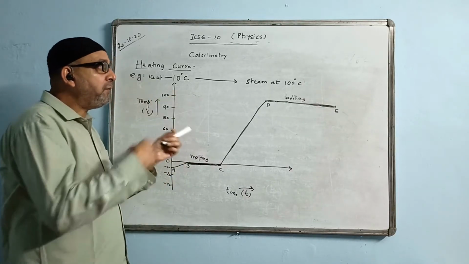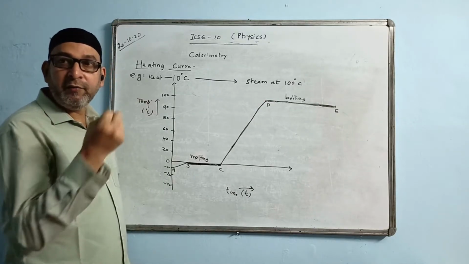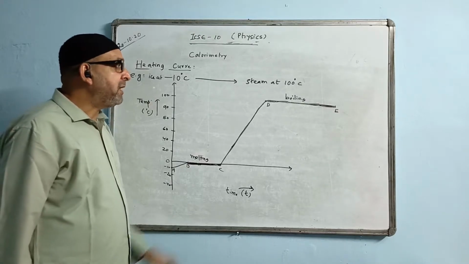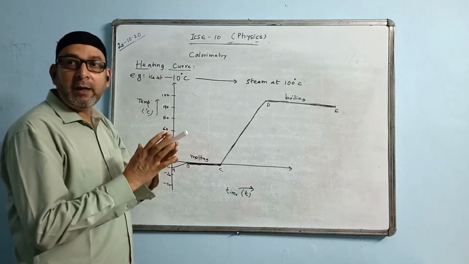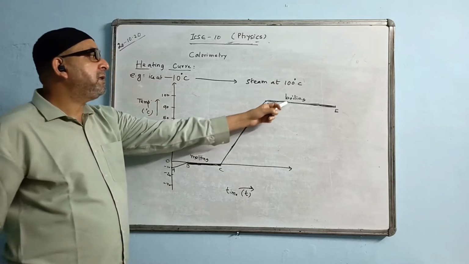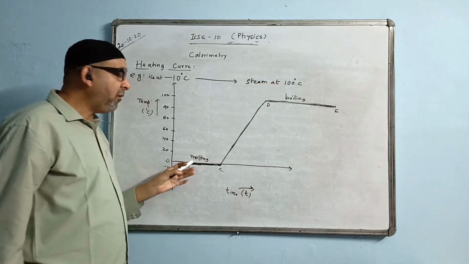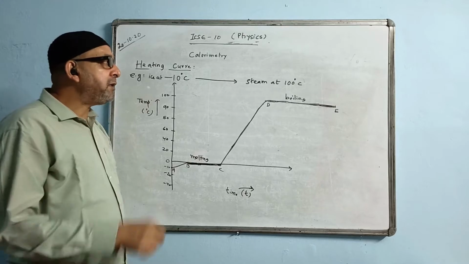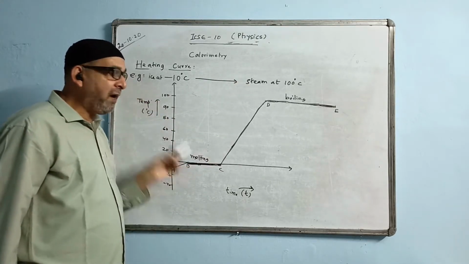If we compare the two values, we find that during boiling it requires a large quantity of heat as compared to the melting time. So this region will take longer because it is going to absorb a larger quantity of heat. That's why this region is longer than this region. We can also say the latent heat of boiling is more than the latent heat of melting, which is also a correct answer. Or we say the latent heat of vaporization of steam is bigger than the latent heat of fusion of ice.